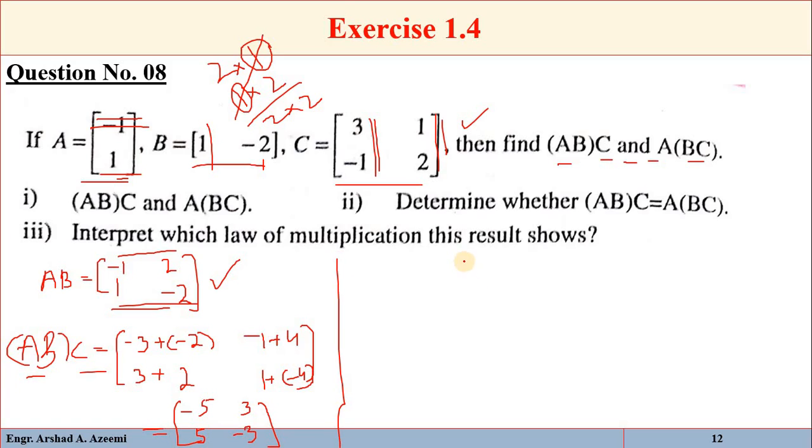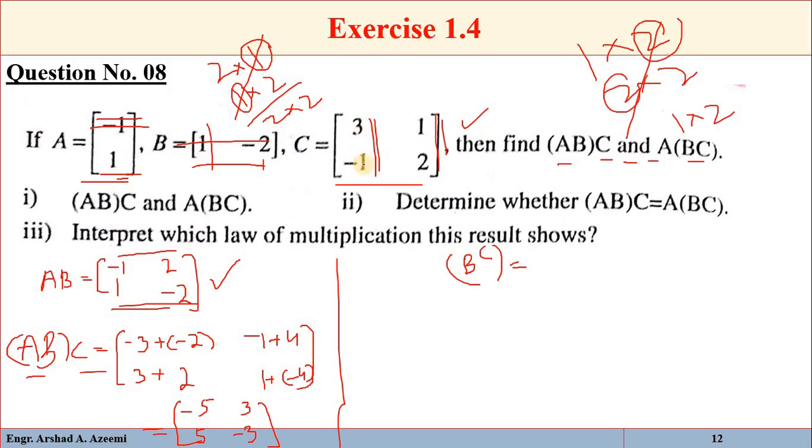Now we have to find out BC first. Okay, BC. So see, matrix B is 1 by 2, matrix C is 2 by 2. So the number of columns of B is equal to the number of rows of C. So the multiplication is possible and the result will be 1 by 2. Okay. Now multiply the first row with first column. 1 multiplied by 3.